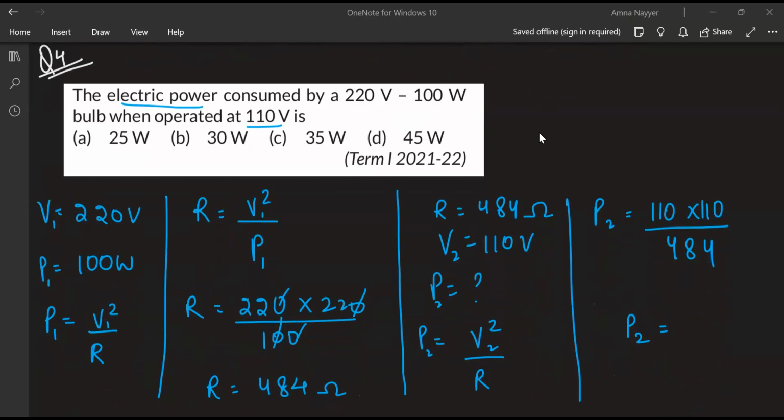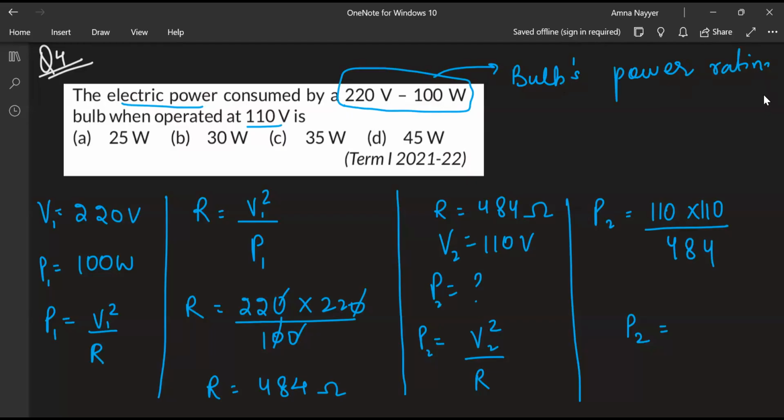Yes, Subedullah. Why is it minus, 220 volt minus 100 watt? That's not minus. That's what I was saying. The power rating will be given like this, 220 and 100. This is not minus. This is just the power rating of the bulb. This is how the bulb's rating is given. You can take it like a comma, as if 220 volt, 100 watt is given. That's not minus.